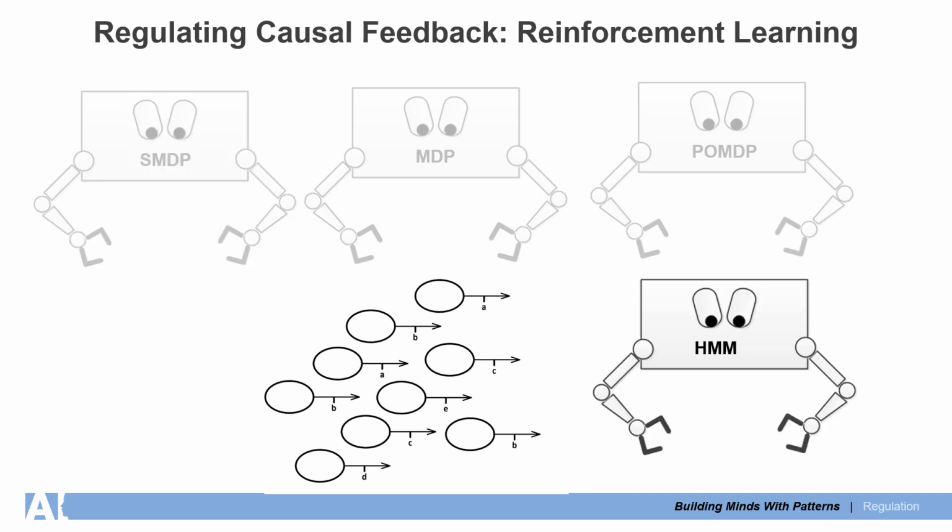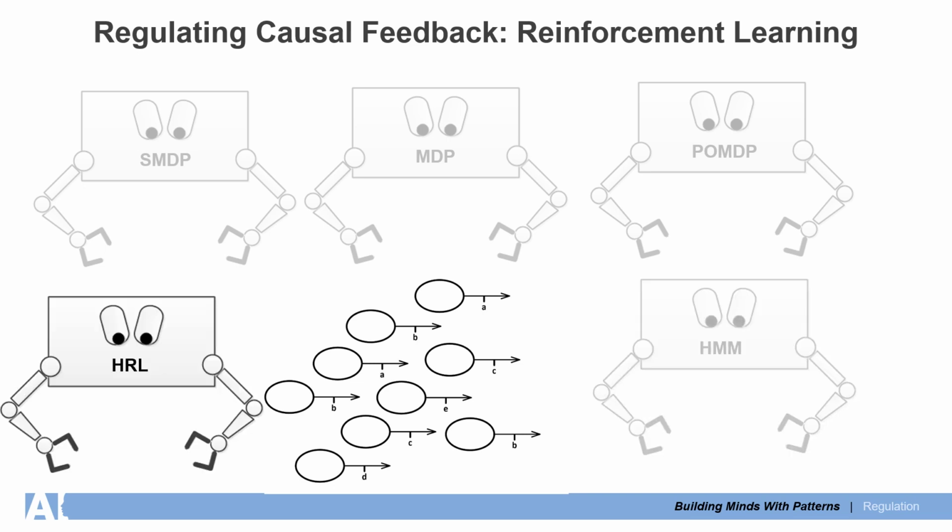Hidden Markov models, or HMMs, can simulate hidden states and learn despite noise in the environment. Homeostatic reinforcement learning, or HRL, combines reinforcement learning with a notion of intrinsic reward via drive reduction. This approach models the operation of the human hypothalamic regulation system.